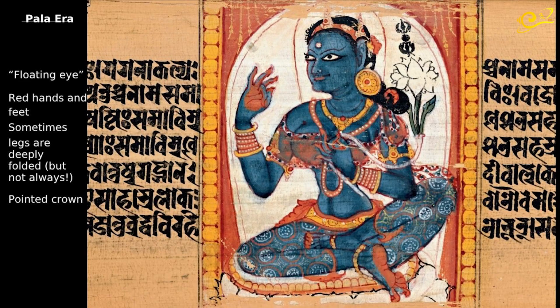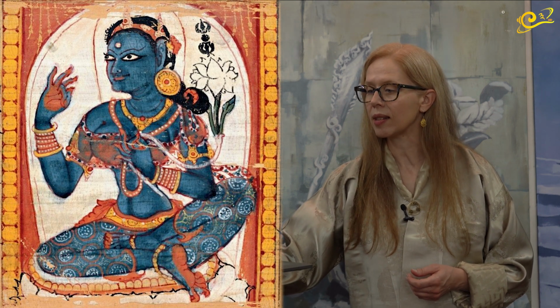If we look at this example of a female enlightened being from the Pala era, we can see she has very much a floating eye with her three-quarter pose. She has the red hands and the red feet. Her legs are deeply folded close to her. She isn't in the usual lotus position or cross-legged position that we tend to see with enlightened masters and deities.